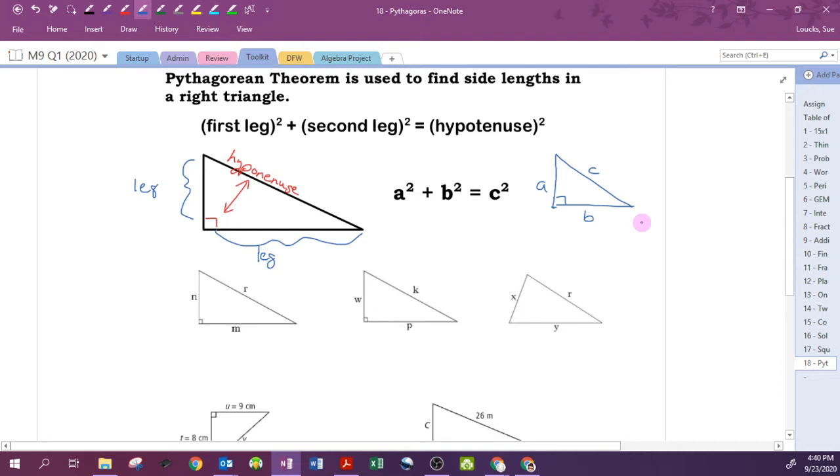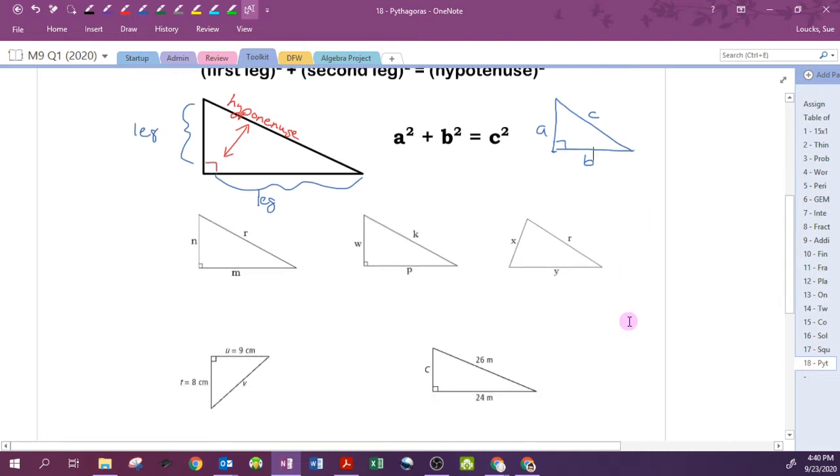All right, so the triangles don't have to be labeled A squared plus B squared equals C squared. You could have a triangle labeled like this, and in this case, the formula would be n squared plus m squared equals r squared, or m squared plus n squared equals r squared. The essential thing is that the hypotenuse is the one that's by itself. Okay, this one in the middle here would be w squared plus p squared equals k squared, or p squared plus w squared equals k squared.